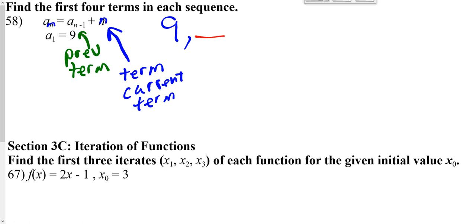So if we're looking for our second term, we have to take our previous term, which is 9, and add the position that we're in, which is 2. 9 plus 2, we know, is 11. To get to our third term, we take our previous term, which is 11, plus our current position, which is 3, and you get 14.